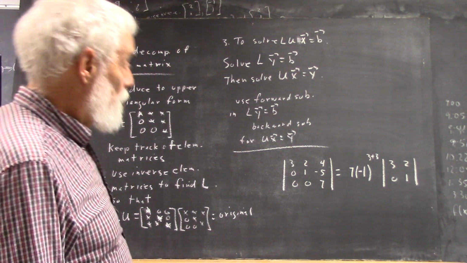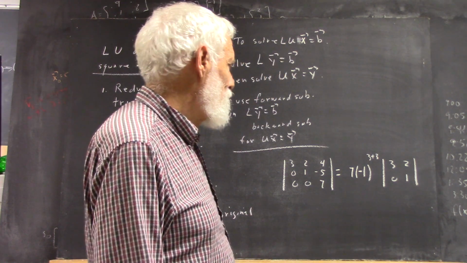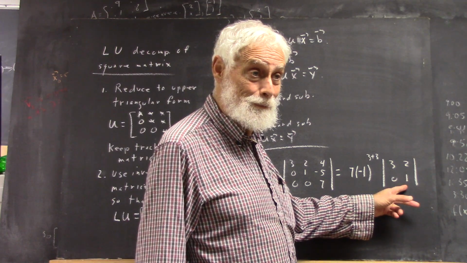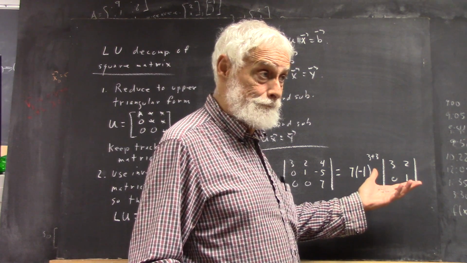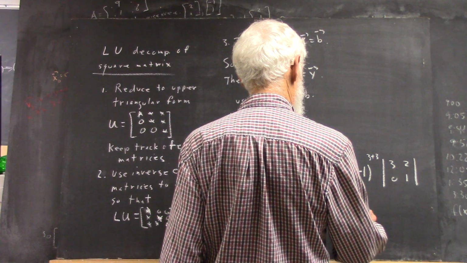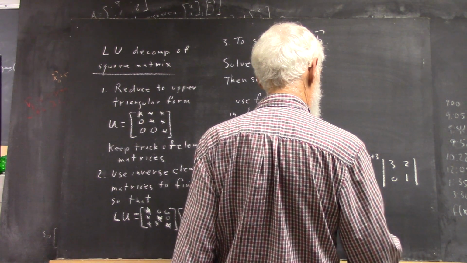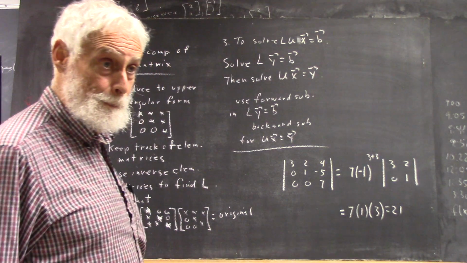Now, 3, 2, 0, 1 is triangular. And in this case, all that means is you just multiply 3 by 1 and you get the determinant, right? Because 2 times 0 is going to give you 0. Okay? So the determinant is 21.